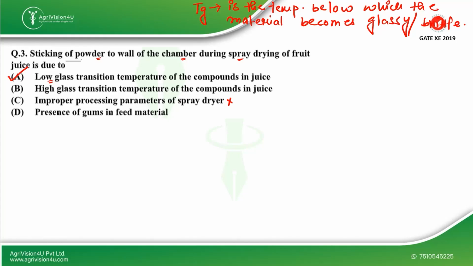Since the low glass transition temperature of the juice compounds is more significant, therefore to prevent sticking during spray drying of the fruit juice, it is essential to consider the glass transition temperature of the compounds in the juice and to adjust the processing parameters accordingly. So this might involve increasing the temperature of the drying chamber, or using a different drying method that can better handle materials with a low glass transition temperature. So over here my correct answer will be option number A.